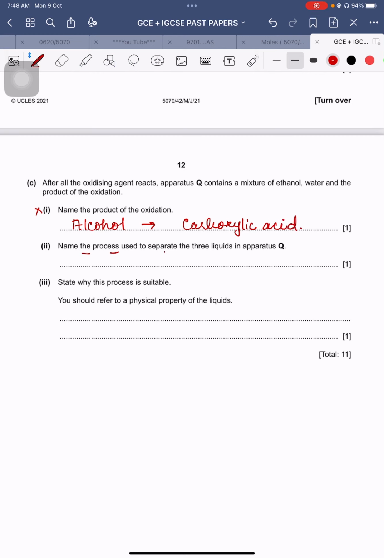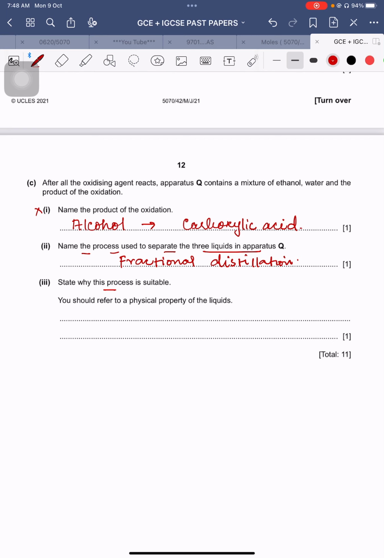Name the process used to separate the three liquids. Now this is part of your syllabus. It is called fractional distillation. Whenever the examiner is asking you to separate the liquids from each other, or the gases from each other, or substances like water and alcohol from each other, it is always fractional distillation. Why is it so? Fractional distillation is used to separate the substances which have very close boiling points and are 100% soluble into each other.